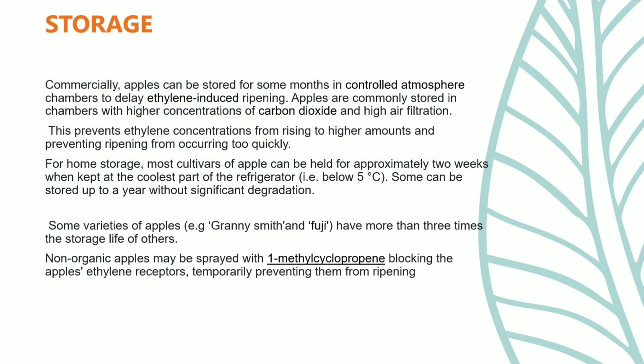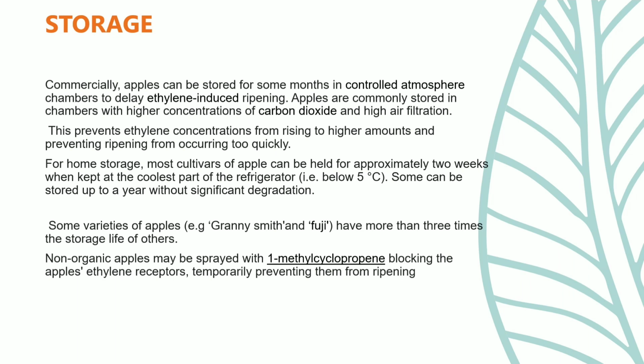Now the storage of apples. Commercially, apples can be stored for some months in controlled atmosphere chambers to delay ethylene-induced ripening. Apples are commonly stored in chambers with high concentration of CO2 and high air filtration. This prevents ethylene concentrations from rising to higher amounts and preventing ripening from occurring too quickly.